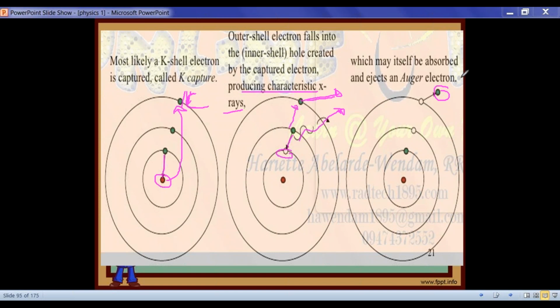Dito naman po sa Auger process, Auger po ang pagkakasabi niyan. Sa Auger process, it is the removal of the electron because of the ionization of the characteristic X-rays. Na-remove po ang electron dahil po sa characteristic X-rays. Sa K-conversion naman po, na-remove ang electrons dahil po sa gamma ray coming from the nucleus. Okay? I hope na gets po ninyo.